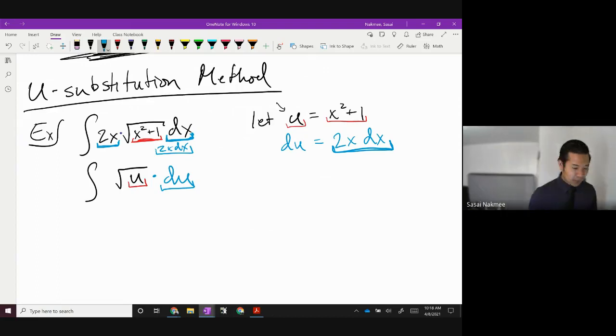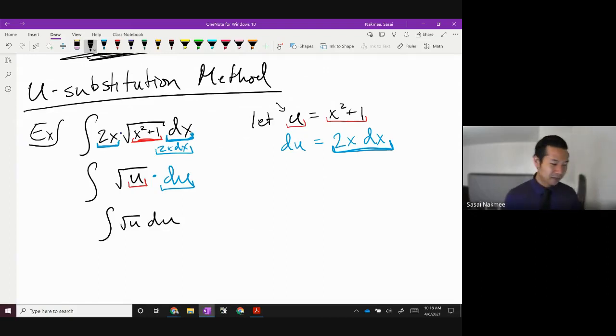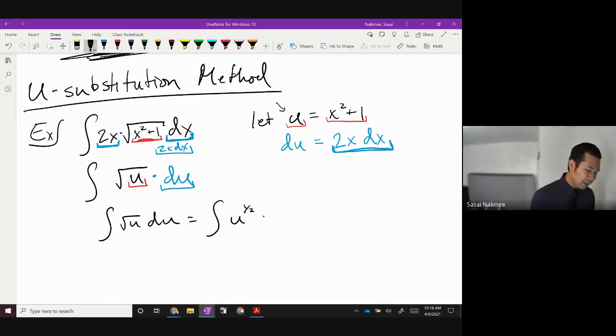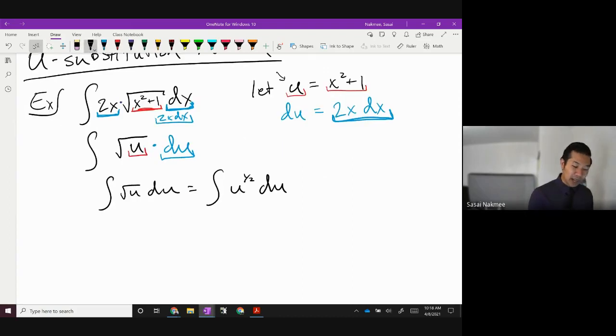Now, check this out. My new integral here is going to be the integral of the square root of u du. And I think that's a little bit easier to deal with, right? I can just rewrite this as the integral of u to the 1/2 du. And I can go ahead and do this integral, can't I? The integral of u to the 1/2, I can just use the power rule that I learned earlier today. This is going to be u to the 1/2 plus 1, which gives me 3/2, right? Because that's the power rule.